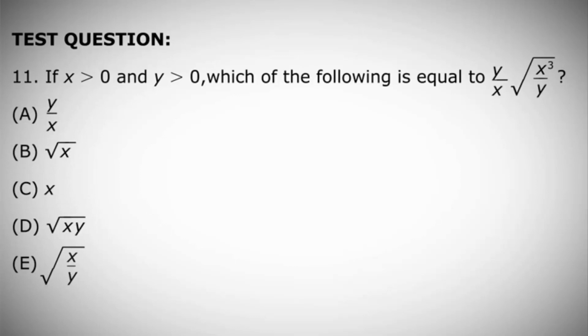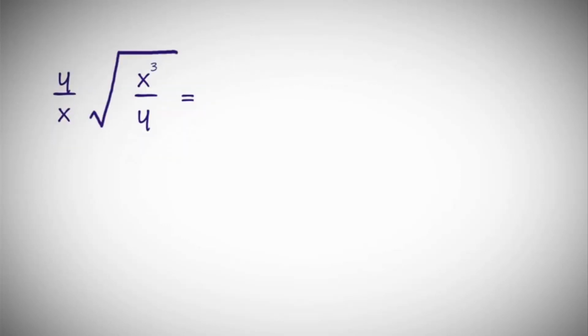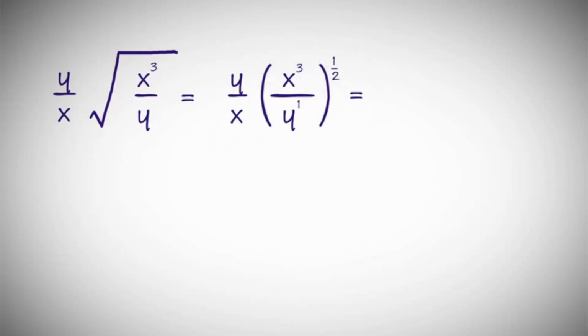Now let's go ahead and move to a test question. Number 11 states that if x is greater than 0 and y is greater than 0, which of the following is equal to y divided by x times the square root of x to the 3rd power over y? Now, in order to simplify this expression, we're going to need to convert that radical symbol into an exponent. So keep your first term the same, y divided by x, but now multiply it by a term raised to the 1/2 exponent. So x to the 3rd divided by y raised to the 1/2 power.